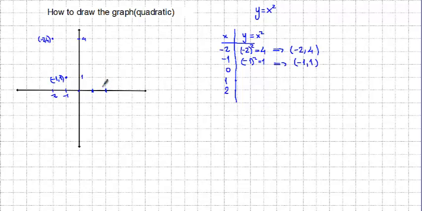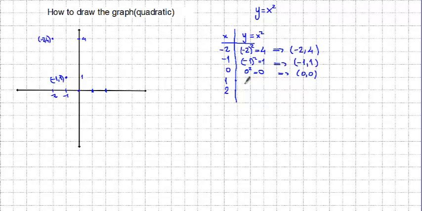The third point is 0. So 0 squared is equal to 0, we know that. The coordinate is 0, 0. This is also the intercept of the x-axis and y-axis. X-intercept and y-intercept, sorry, I wanted to say. Because the function is passing through the origin, which means the x-intercept and y-intercept are 0 and 0 together.